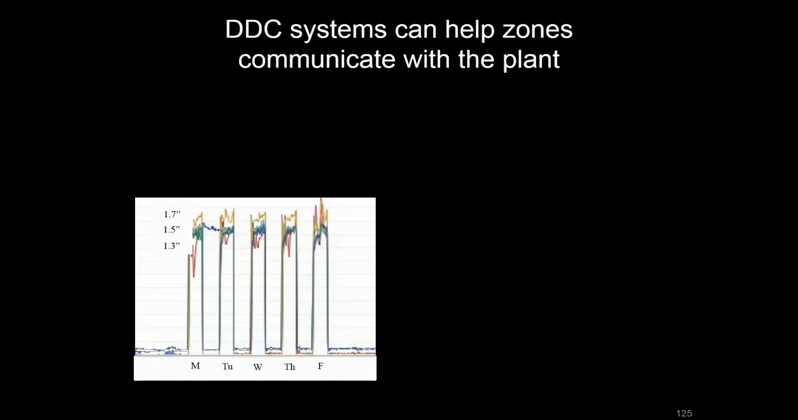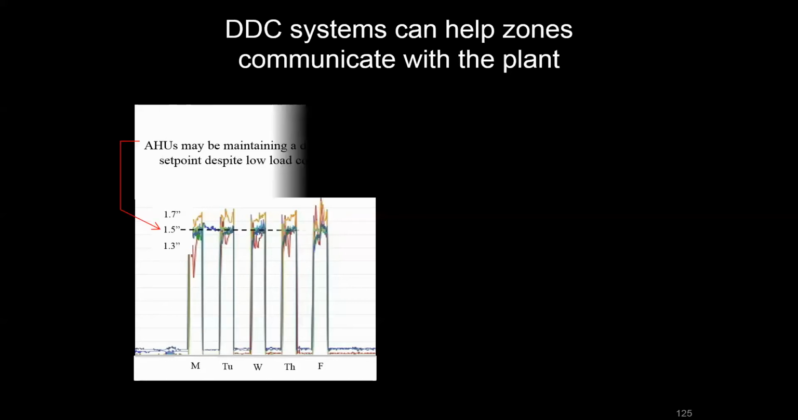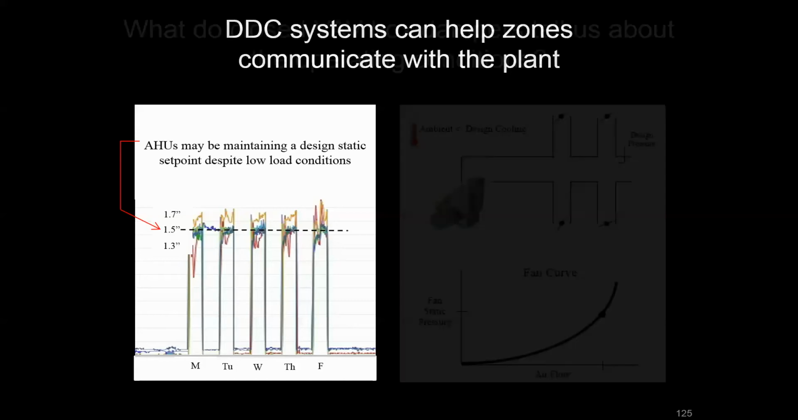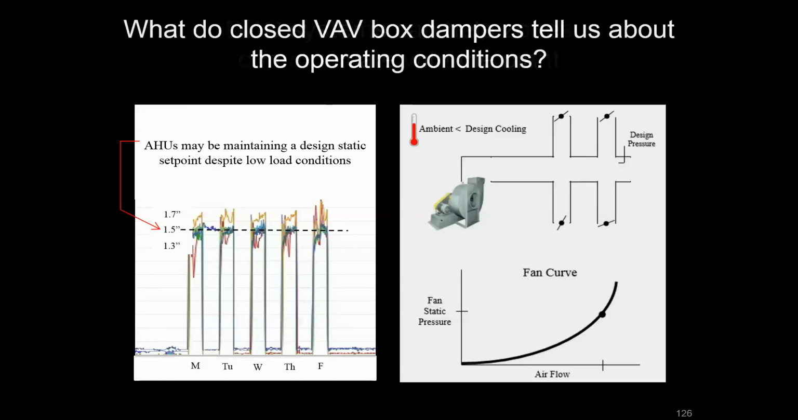So as an example, here's a trend of duct static pressure in a specific system. What you'll notice is that a lot of times designers will select something like 1.5 inch duct static pressure to be maintained 2/3 down the duct at all times. But that's really a design figure, the 1.5 inch. And you see a lot of systems that will maintain that design number at all times, despite the low load conditions it may be in. So what does that look like?